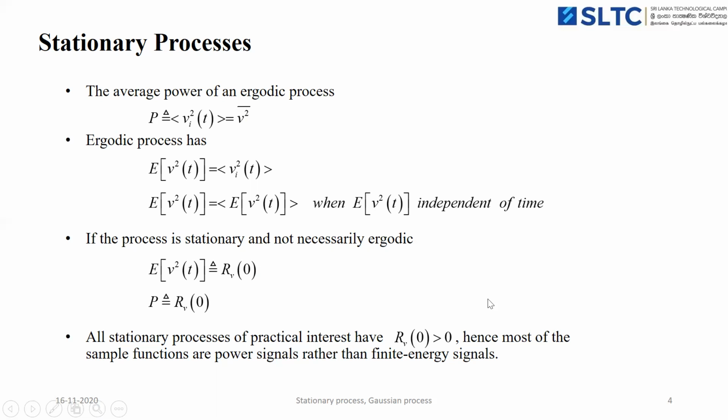All stationary processes of practical interest have an autocorrelation function whose magnitude is greater than 0. Hence, most of the sample functions are power signals rather than finite energy signals. Another important point about the stationary random process: for all practical stationary random processes whose autocorrelation function magnitude is greater than 0, it is a positive value, so the sample functions observed in a practical scenario are power signals, not finite energy signals.